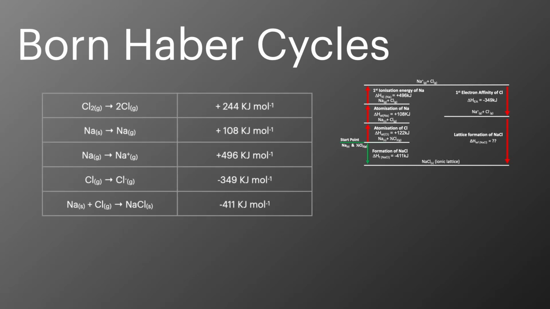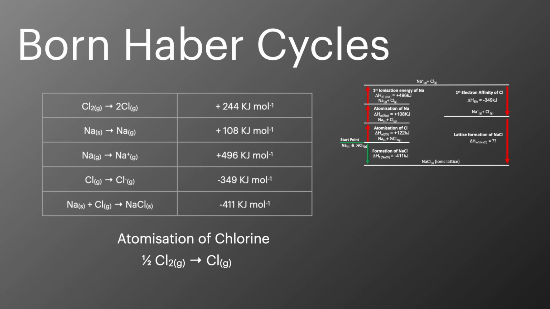Now this table, rather than giving a descriptor, gives us equations. And you'll probably notice that the equation for the atomization of chlorine is actually for Cl2 gas being turned into two atoms of chlorine. Now, this isn't going to fit in our Born Haber cycle. So what we need to do is convert it back to what we know as the atomization of chlorine, where we've got a half Cl2 gas to one atom of chlorine gas.